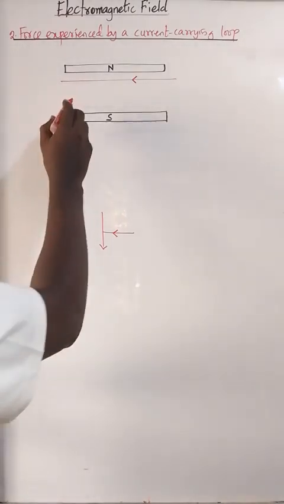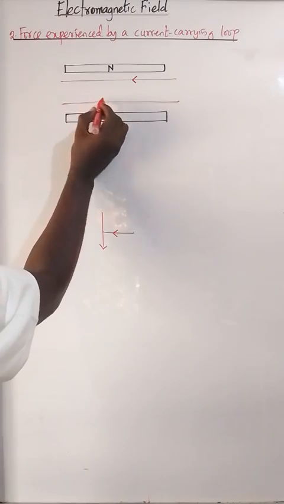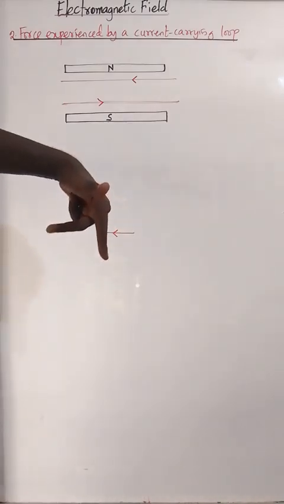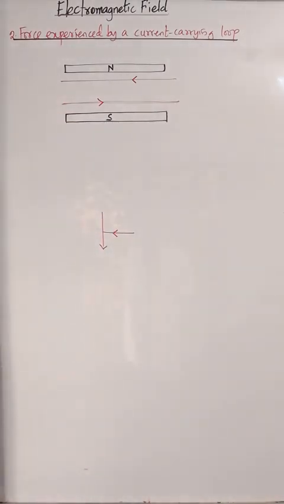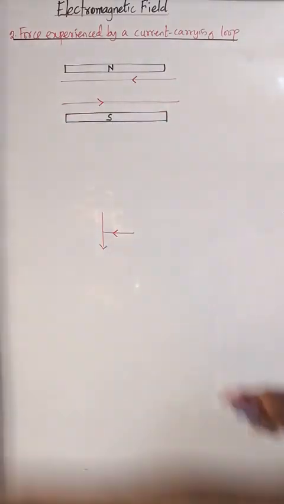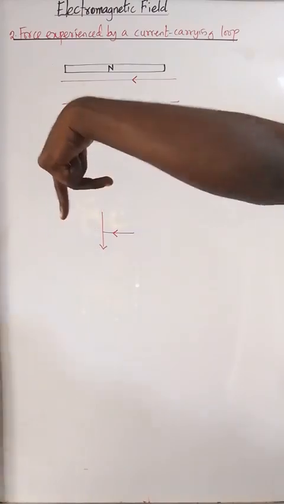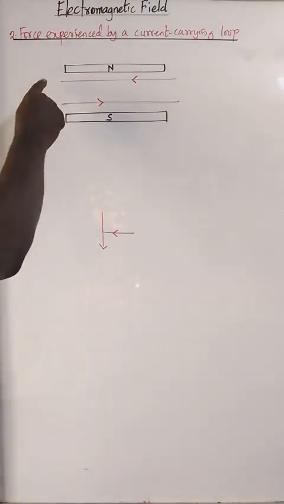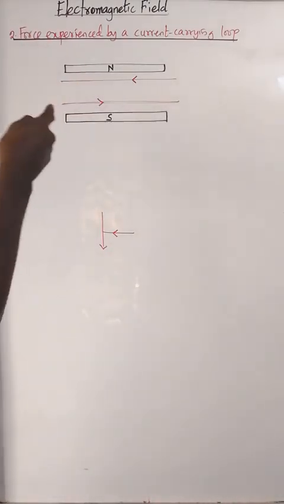Now, let me draw another conductor here. And this time around, let the current flow this way. Now, remember this current. The field is down. Current flows this way, and the field is down. My thumb is pointing inward. So what happens is, this one will come out, this one will enter the board.